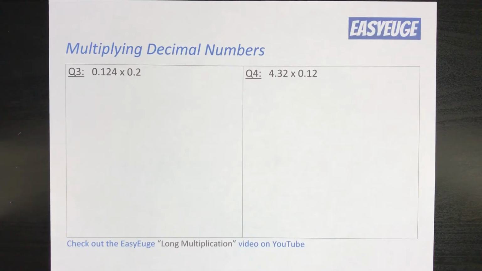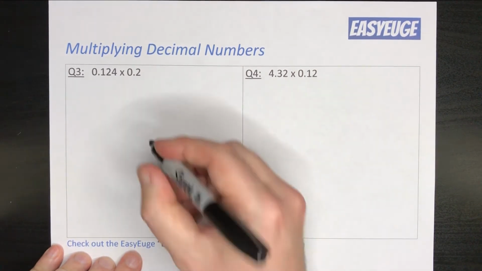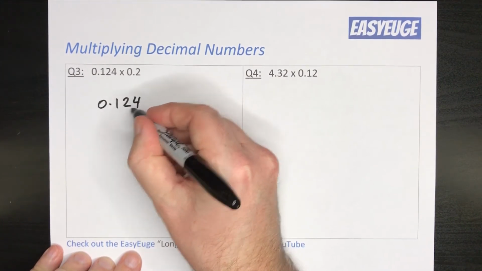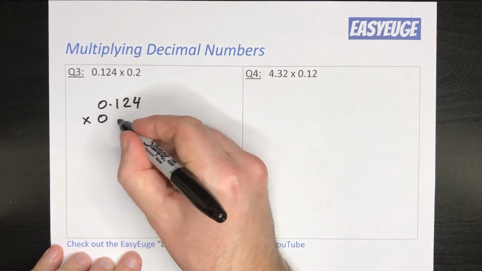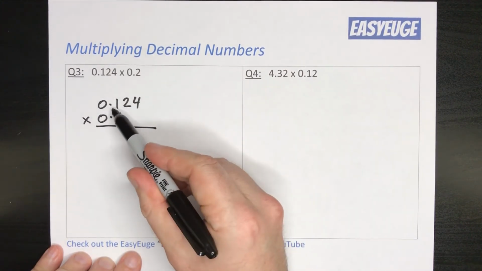For our next example, we have 0.124 multiplied by 0.2. So let's use what we've learned. Let's write that down as 0.124 multiplied by 0.2. So let's take away this decimal point.